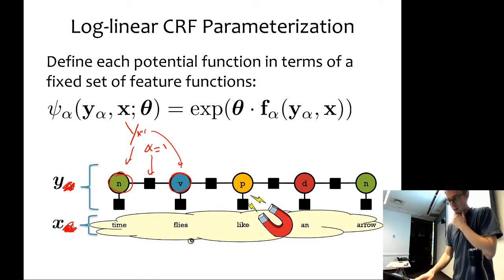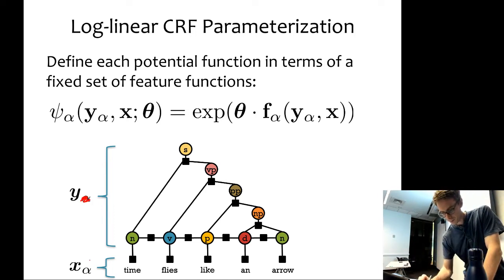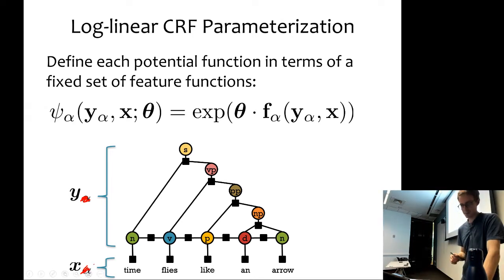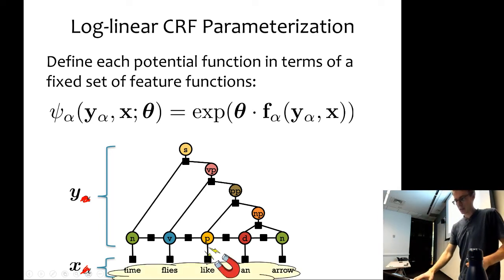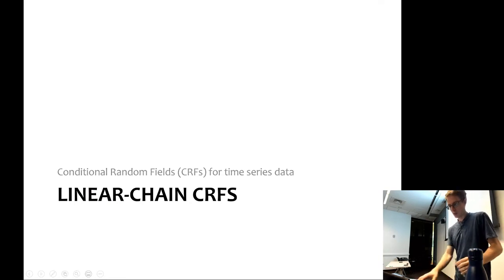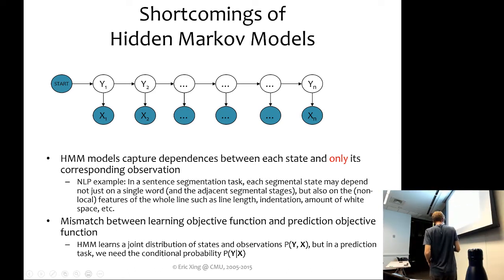Okay. So similarly, this is the same typo. This is Y and X. If we had some more complicated factor graph, some sort of tree, we could also express the whole thing in the same way. A particularly common case is that of linear chain CRFs, and these are closely related to hidden Markov models. A hidden Markov model captures the dependencies between each state, which are the y's, and the corresponding observations, which are the x's.